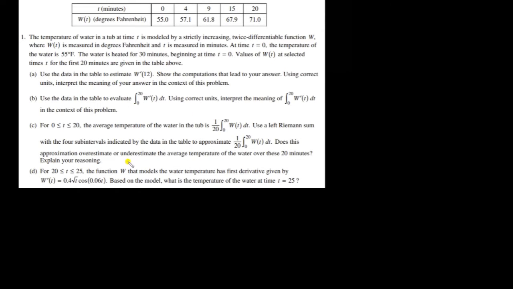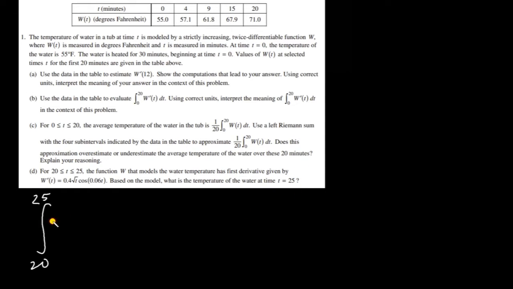For t between 20 and 25, the function W that models the water temperature has the first derivative given by that. Based on that model, what is the temperature of the water at time t equals 25? Okay, so we're dealing with t equals 20 and t equals 25, and we have this function. So I'm going to take that function and integrate it between 20 and 25, right? Because I want the temperature of the water at 25, that's W of 25, right?